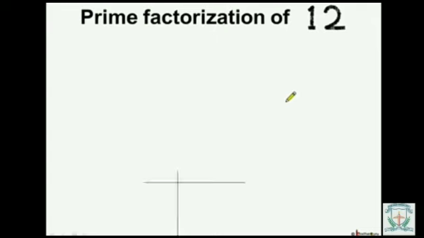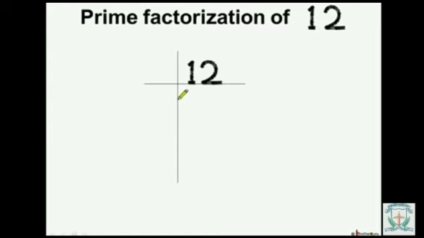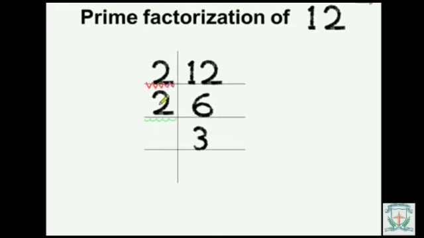Let us consider the examples. Example 1. Find the prime factorization of 12. Here 12 is an even number, so we can divide 12 by the smallest even prime number, that is 2. So dividing 12 by 2 gives 6 as a quotient. Now 6 is also an even number. Thus, dividing 6 by 2 gives 3 as a quotient.